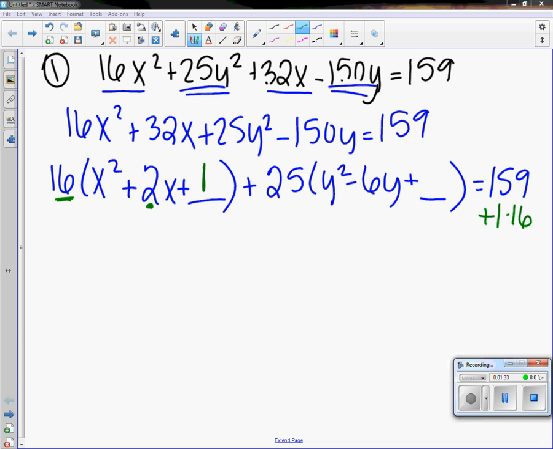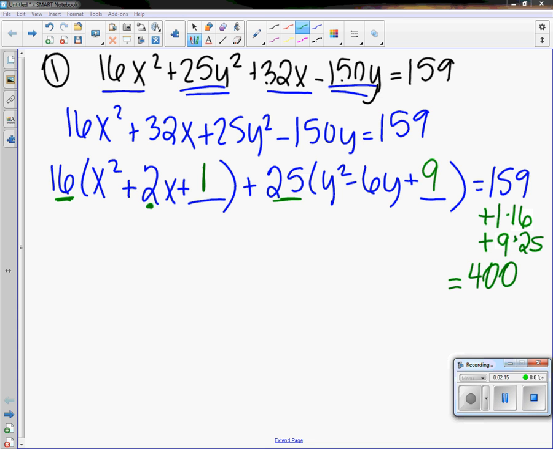Okay? Now for the y, negative 6 divided by 2 is negative 3. Negative 3 squared is 9, so I'm going to add a 9 to that to complete that square. 9 times 25 is, I believe, 225, but we do 9 times 25 because the 25 is in front of the y squared there. Okay. When I add the right side all together, 159 plus 1 times 16 plus 9 times 25, I get 400 on that side.